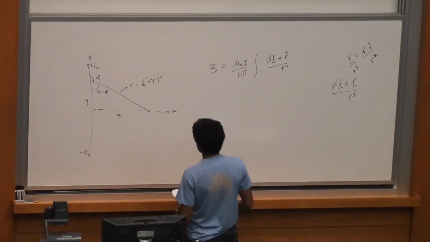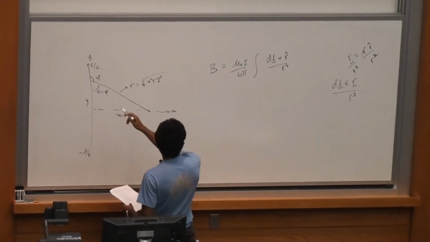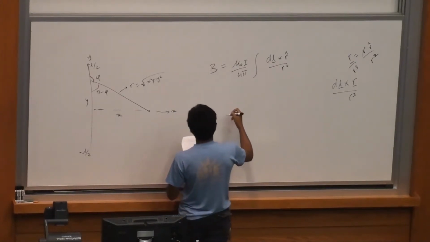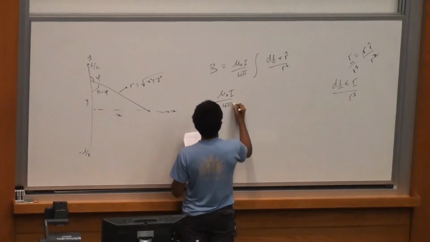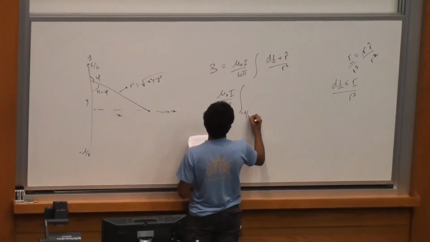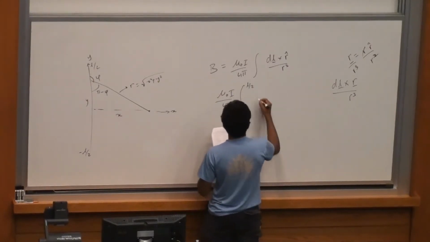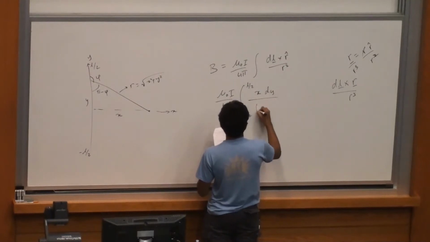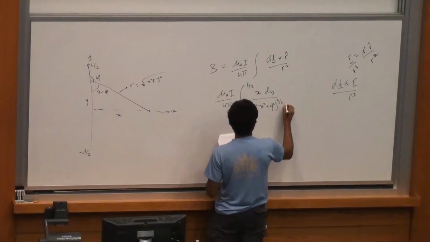So using that, I know what dl is in that direction, radial direction is there. So when I do the cross product, I get mu naught I over 4 pi. Integral goes from negative L over 2 to L over 2, I'm doing it over y. So I have x dy over x squared plus y squared to the 3/2.